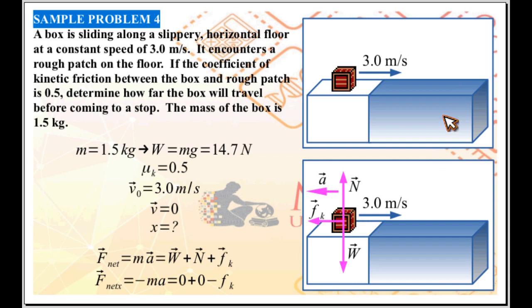So, with the drawing provided by the problem, identify the forces present in the system. We already know the weight of the box. Weight W is always vertically downwards. The direction is downwards and we know the magnitude to be 14.7 newtons.